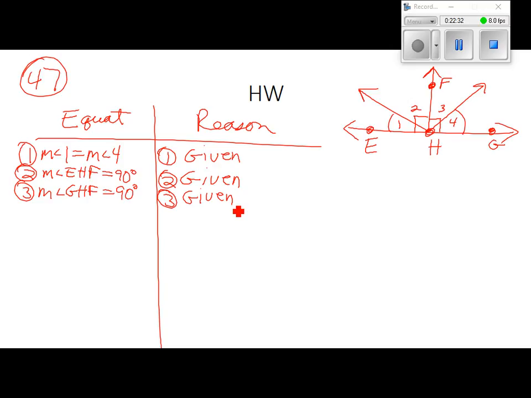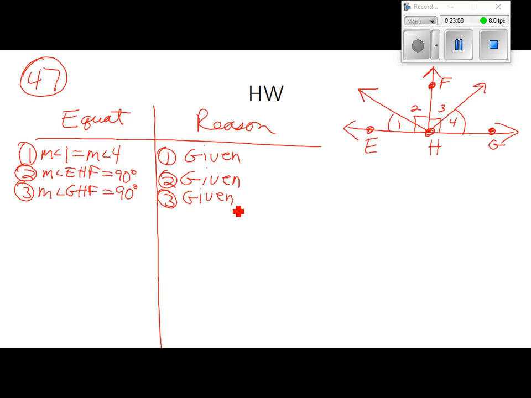Now, let's look over here. Once we have all this given information, we know that angle 1 and angle 4 are congruent. We marked them in the picture, right? And they tell us that this angle, EHF, is a right angle. The box shows us that. And we also know that GHF is a right angle. All right? Let's just brainstorm here. What can you tell me about these two angles?